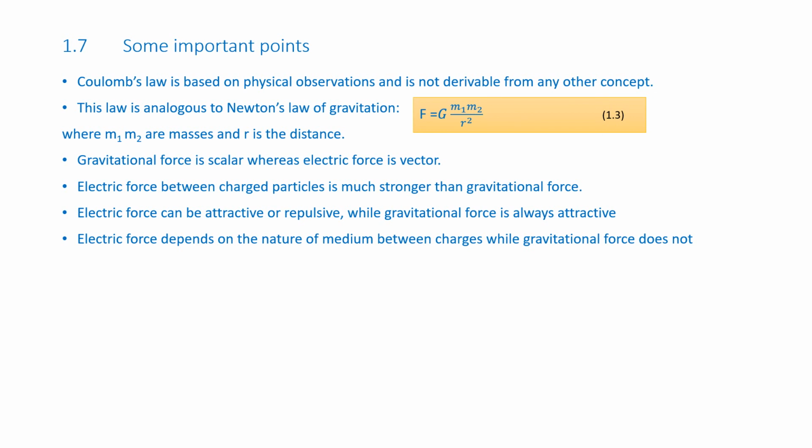As we have seen, like charges repel and unlike charges attract, whereas gravitational force is always attractive. Electric force depends on the nature of medium between charges, while gravitational force does not. So, in case of electric force, the value of epsilon naught, that is permittivity constant, changes due to the nature of medium.